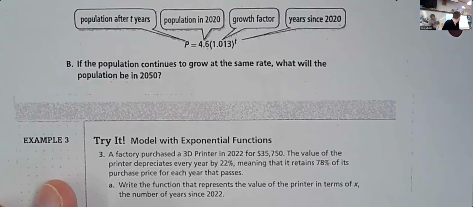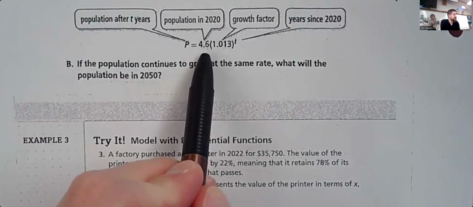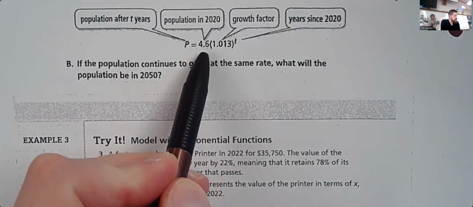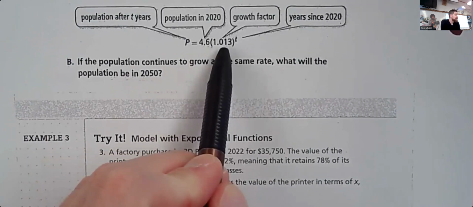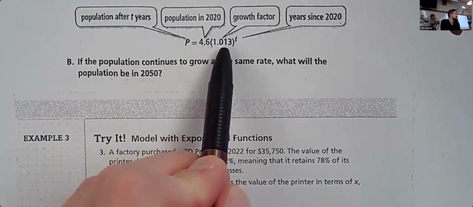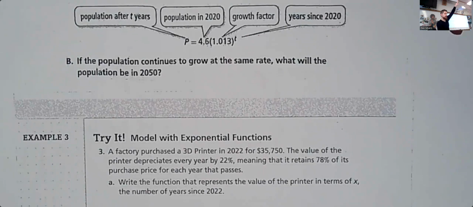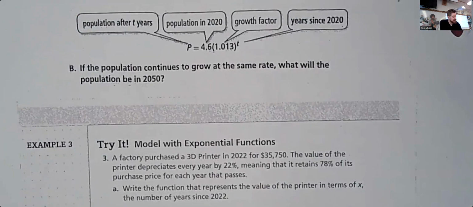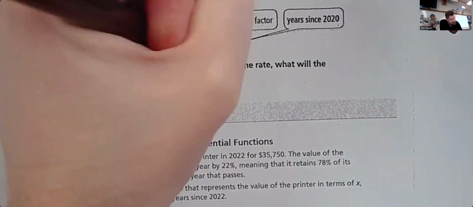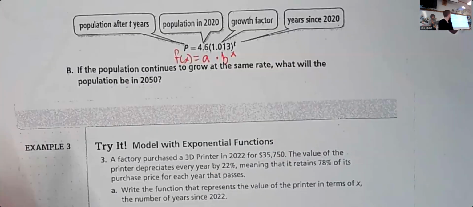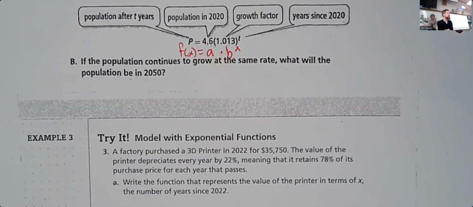So here's our function. The population is going to equal the initial population, there's our value of A, multiplied by the growth factor. This is our number. Hey, by the way, is this number greater than 1? Yeah, B is greater than 1. Therefore, the population is increasing. So this is what we just saw. This is f of x equals a times b to the x power. It's the same function. We're just using it to talk about population growth.